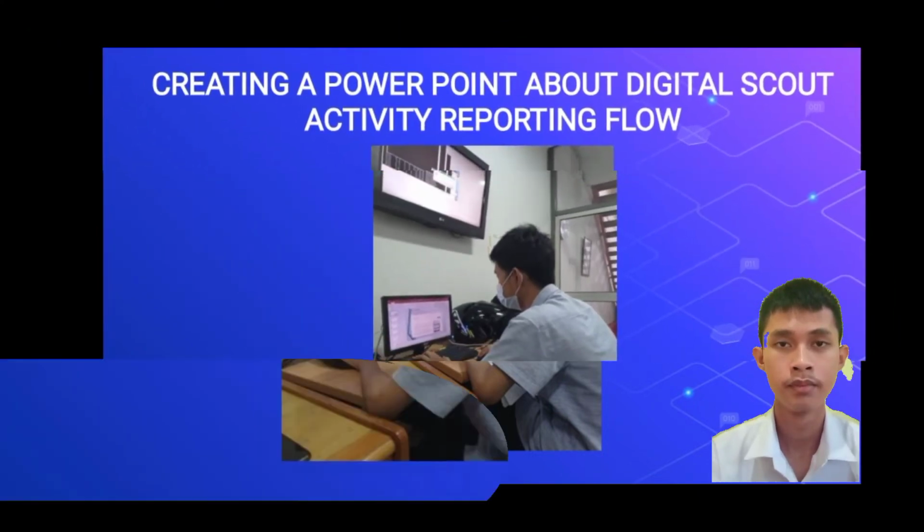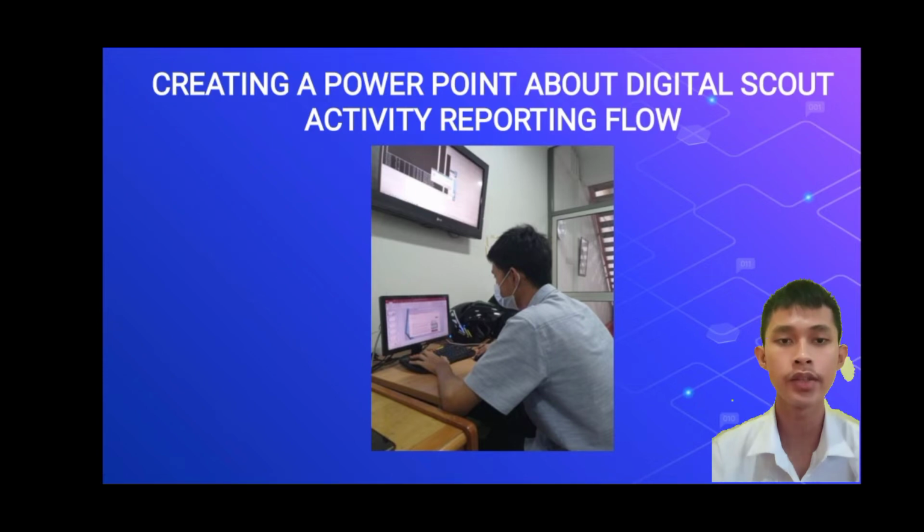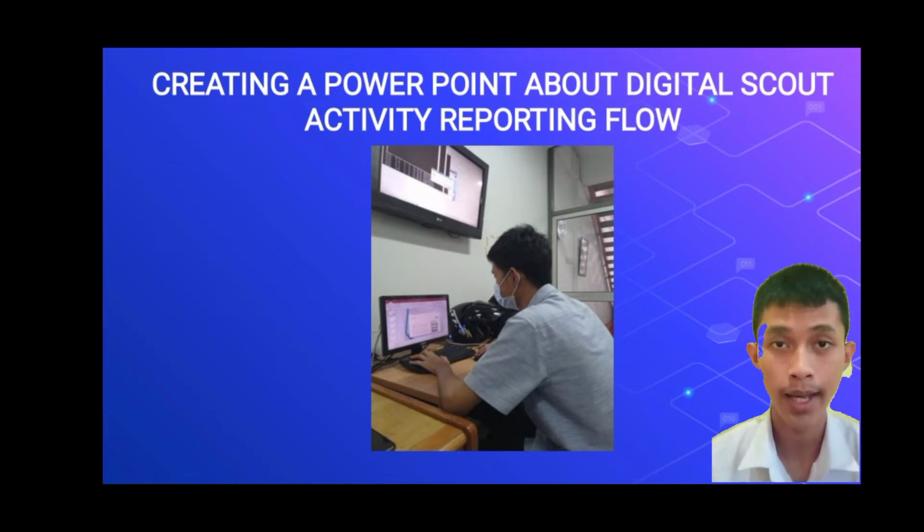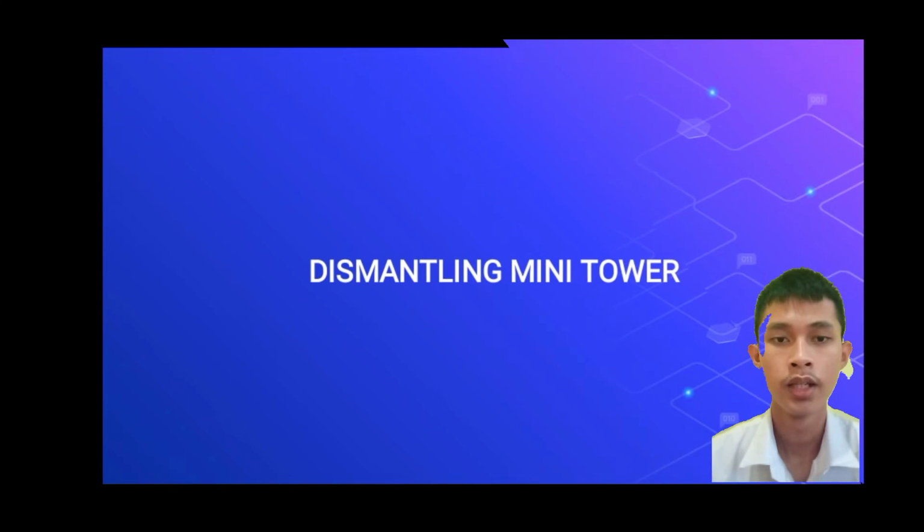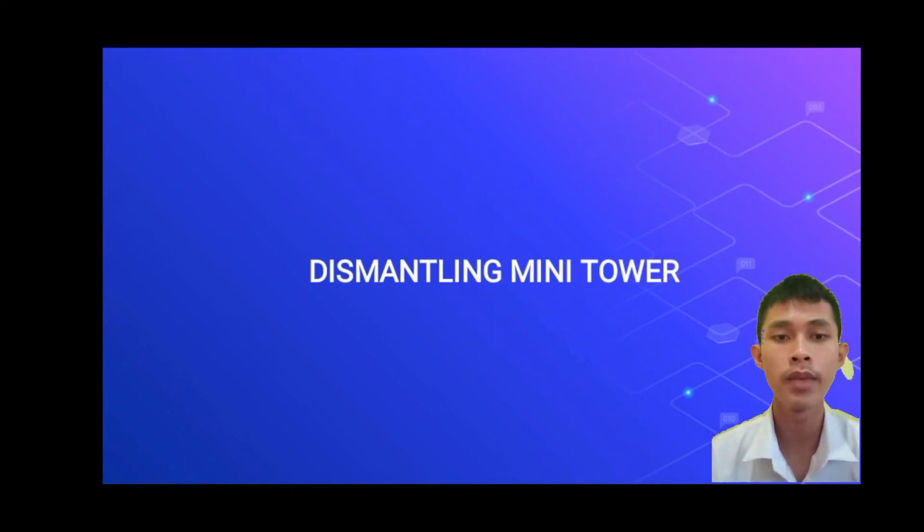Next, the second activity is creating a PowerPoint about the digital code activities reporting flow. So, after making a video, I had to make a PowerPoint for the digital code activity reporting flow so that a participant can understand more quickly how to add activities on the digital code website. And the third activity is dismantling the mini tower, which means lowering the tower and removing all the tools attached to the tower.